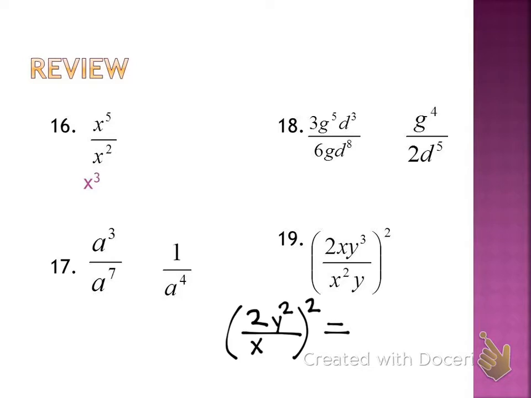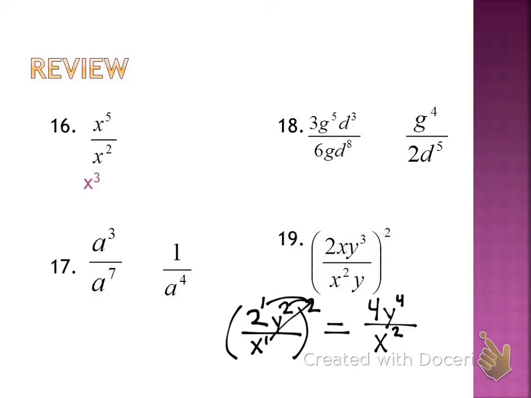Now you can take all the exponents and multiply them by 2. So we get 2 to the second, but what's 2 to the second? 4. And then y to the, oh, wait, y to the second to the second is y to the fourth. Good. And then on the bottom we get x to the second, because you're multiplying all the exponents by 2.